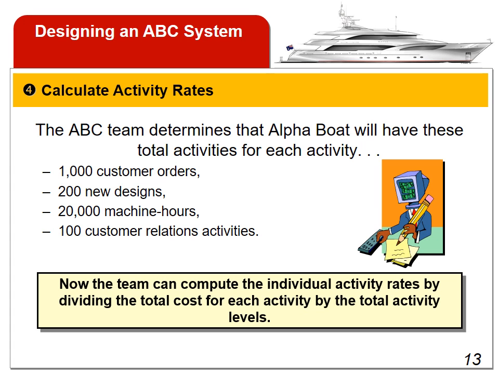The Alpha Boat ABC team determined activity levels for each activity: 1,000 customer orders, 200 new designs, 20,000 machine hours, and 100 customer relations activities. This information enabled the team to compute ABC rates for each activity by dividing the total cost in each activity by the respective quantity of the activity measure.